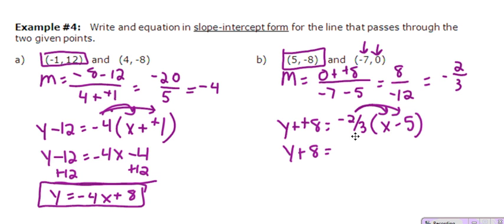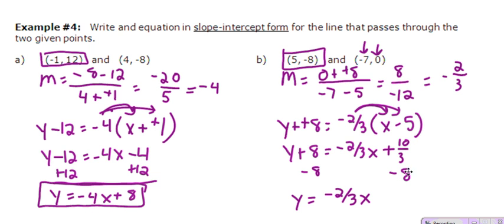But negative 2/3 times x is negative 2/3 x. Negative 2/3 times negative 5. Well, a negative times a negative makes a positive, so this is a plus. 2 times 5 is 10, so it's plus 10/3. From here, I have to solve for y, so I minus 8. Now, I have y equals negative 2/3 x, 10/3 minus 8.